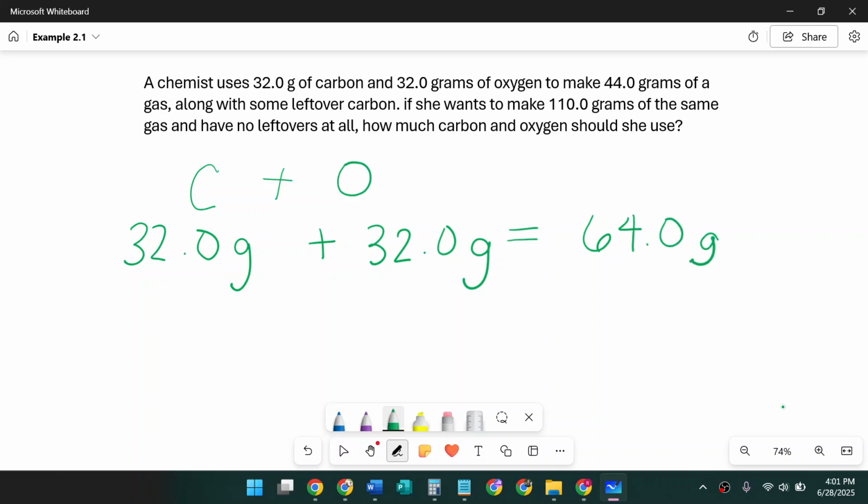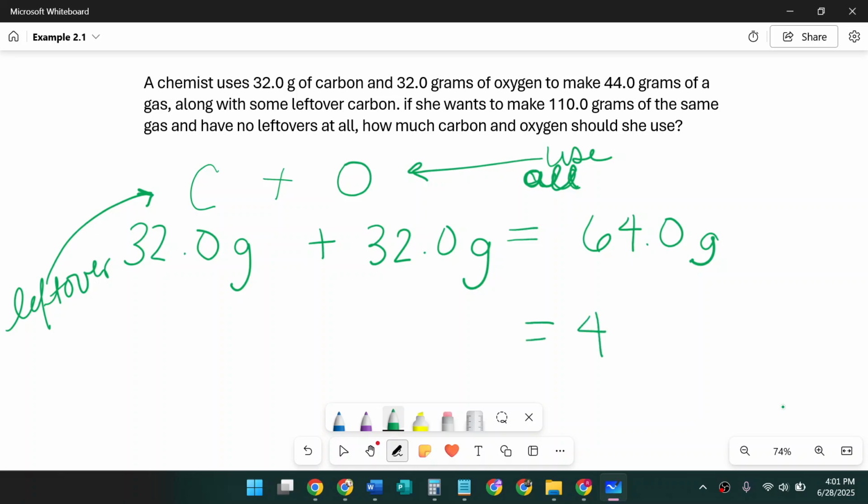Clearly, I have some leftover, and they tell us that the carbon is the one with leftover. So I'm going to label that so I can remember this is my leftover. And the oxygen, I use all of that. So I know I'm going to make 44 grams. This is the equation that actually will matter in just a minute.